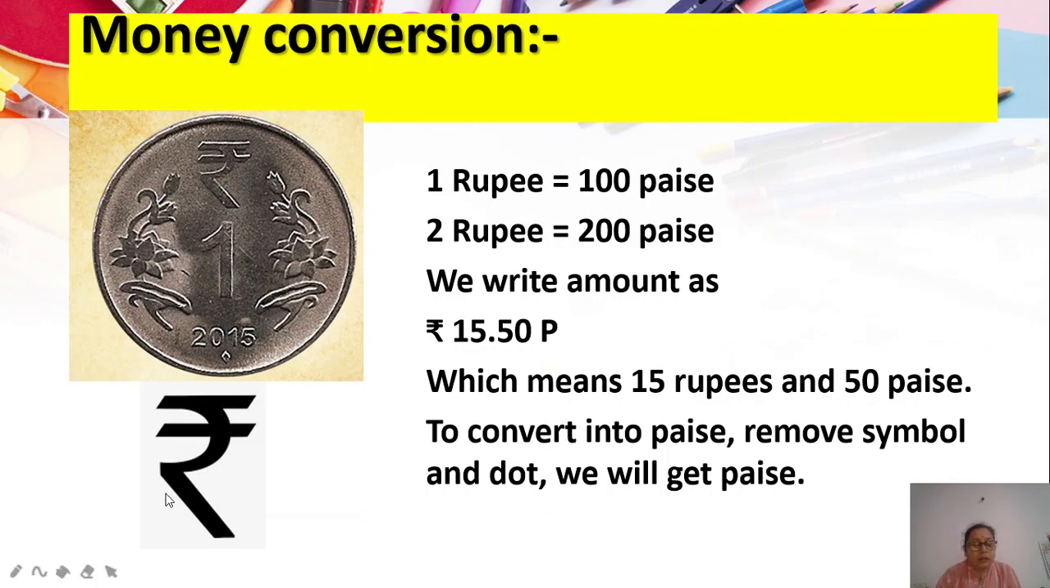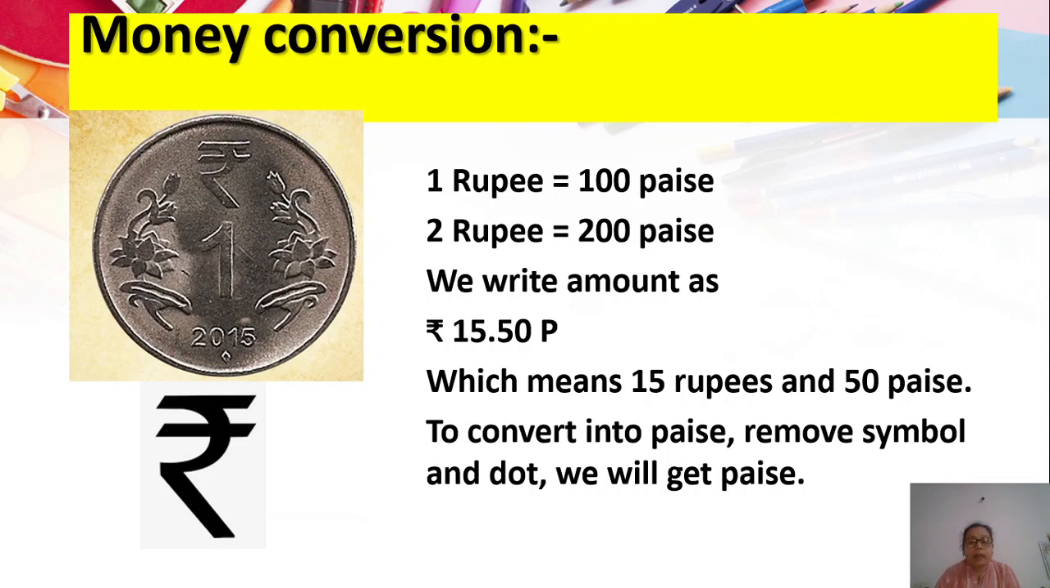Now you can see this symbol. This symbol denotes rupees. Now how do we convert the money? Yes, you know that 1 rupee is equal to 100 paise. So we can say that 2 rupees are equal to 200 paise. And so on, we can say that 10 rupees will be 1000 paise.